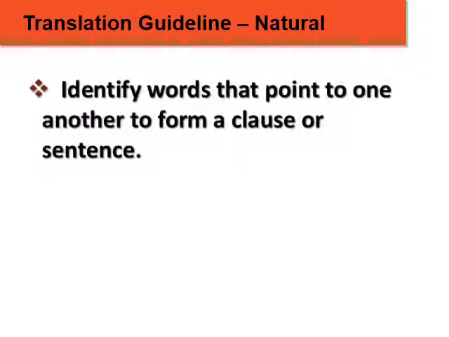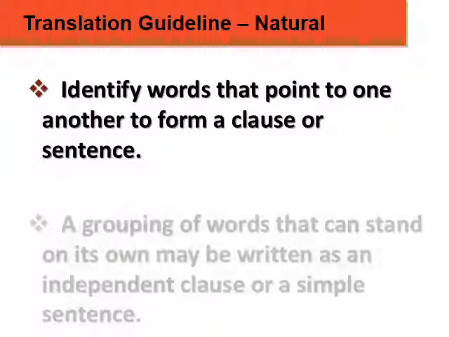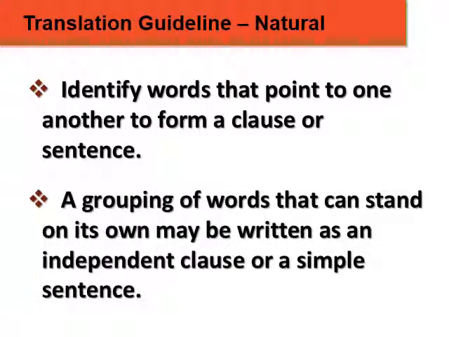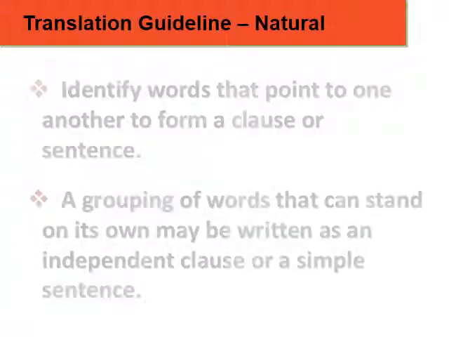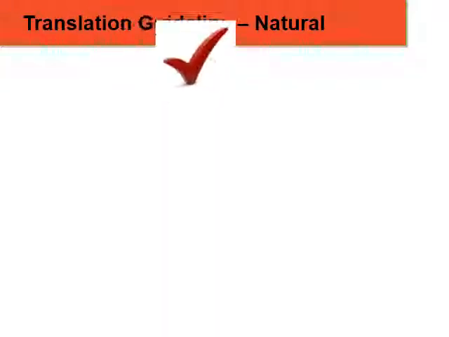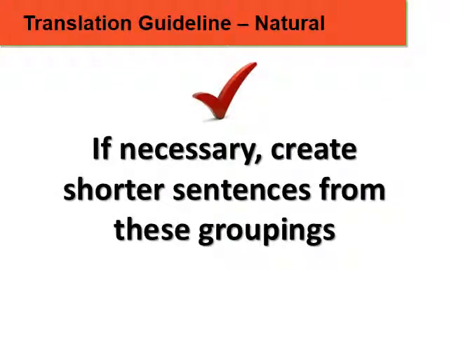Identify words that point to one another to form a clause or sentence. Generally, each verb or action word has words on either side of it that point back to or forward to the action of the verb. A grouping of words that can stand on its own may be written as an independent clause or a simple sentence. If necessary, create shorter sentences from these groupings.